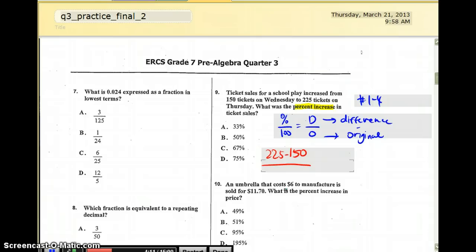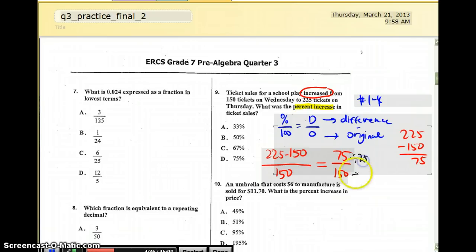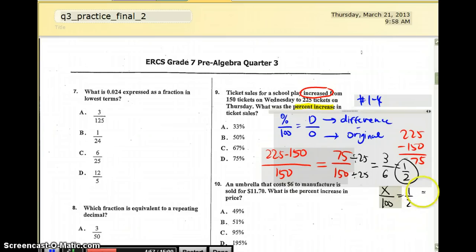Originally, the number of tickets that they sold was 150 because it says that they increased their sales the next day, from Wednesday to Thursday. So that's the original. If I subtract 225 minus 150, I'm going to get 75. So 75 divided by 150, I can divide both by 25, and that 25 represents like a quarter. So if I have 75 and I want to divide by quarters, I need 3 of them. $1.50 divided by a quarter would be 6 quarters, which is the same as 1/2. And that fraction, I could put it in my formula x over 100 equals 1/2, but I also know that half is really the same as 50%. So my answer is B.